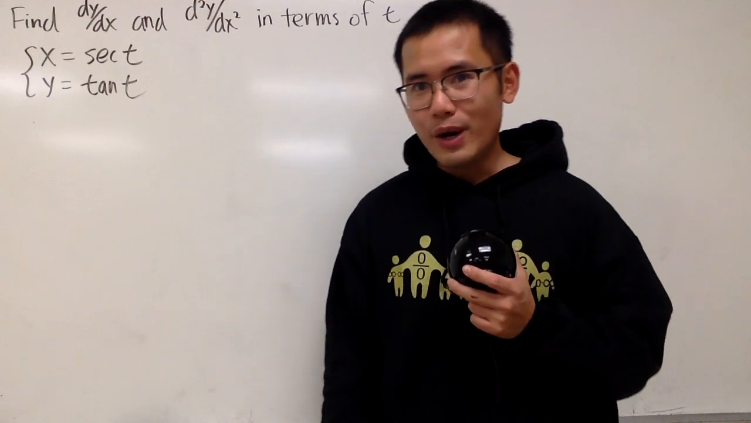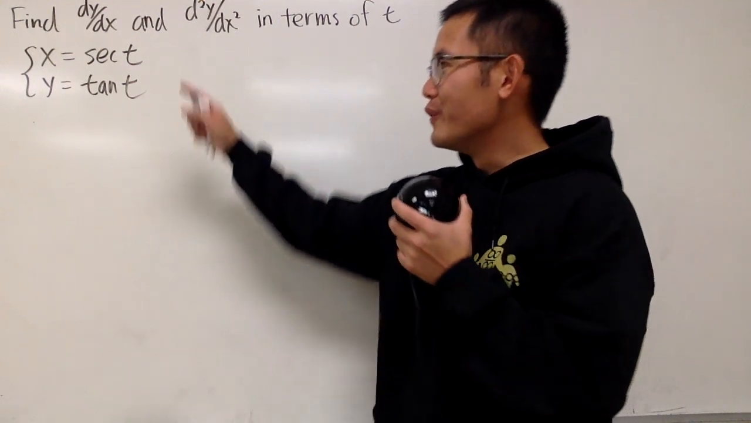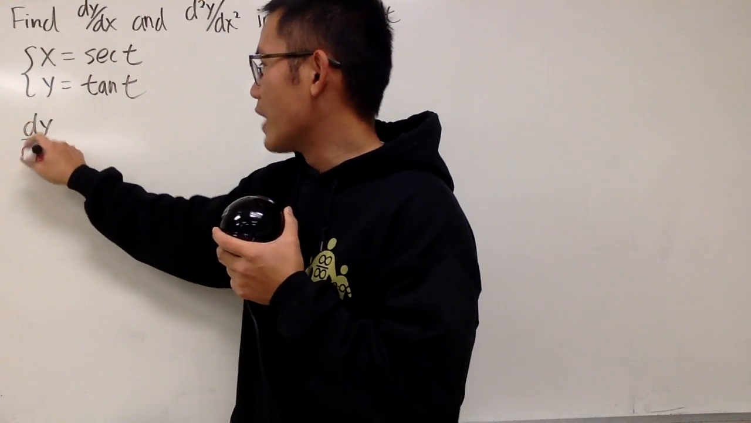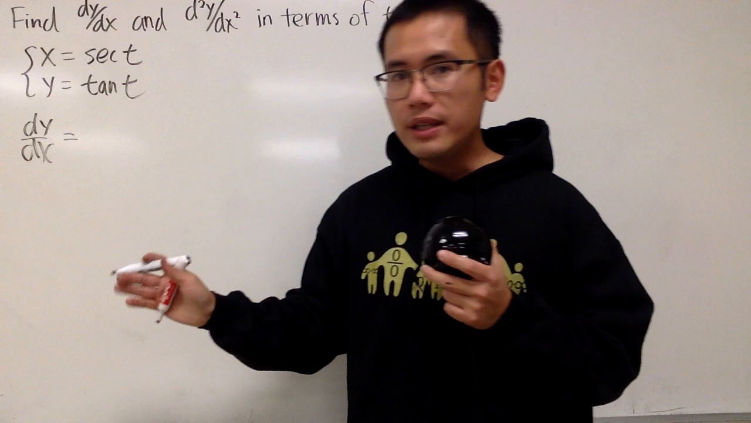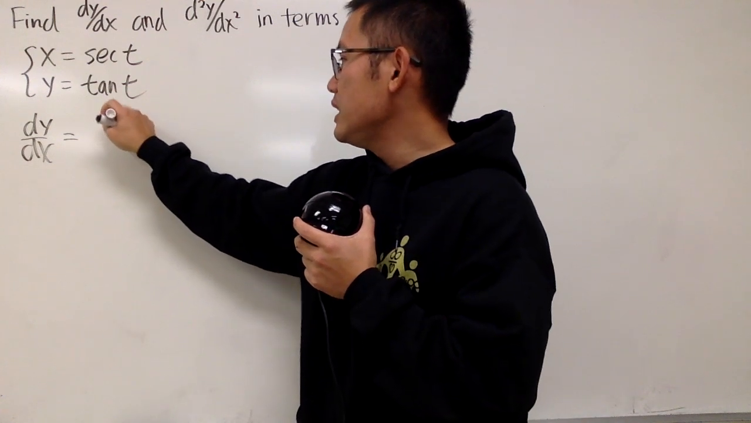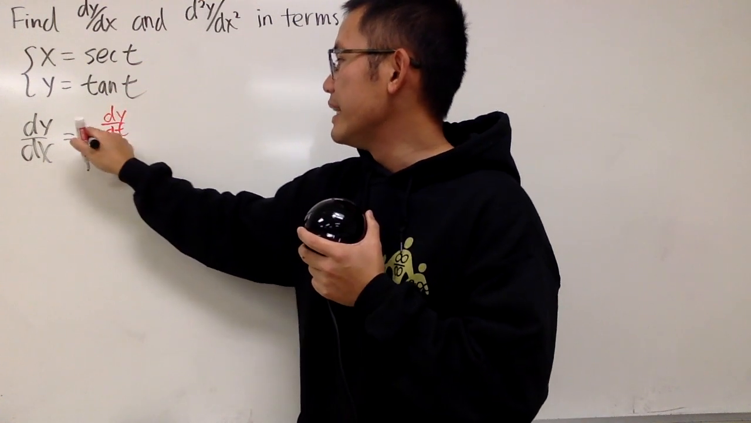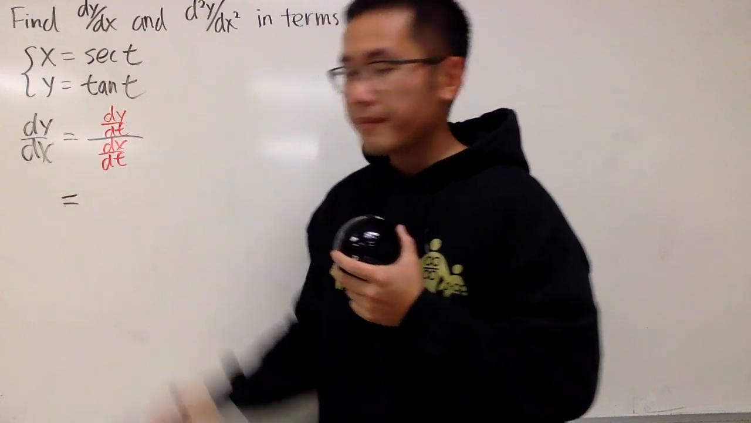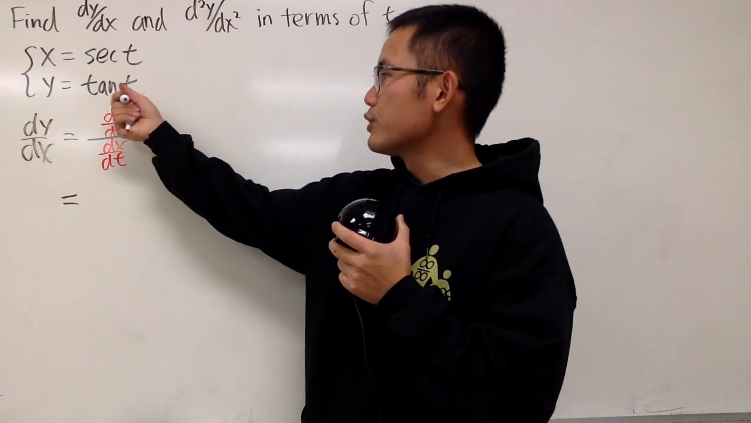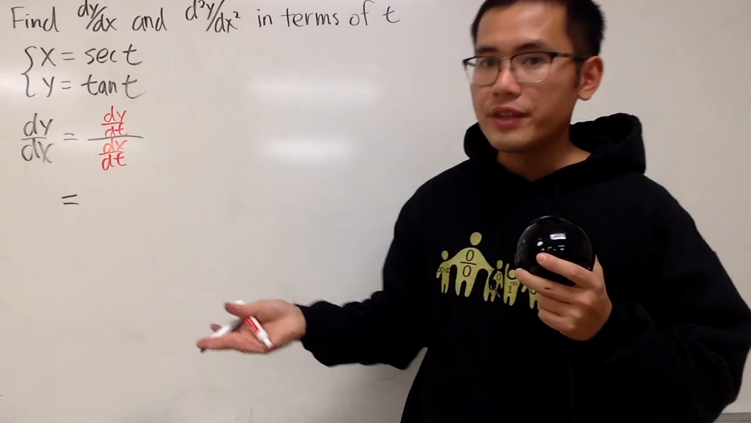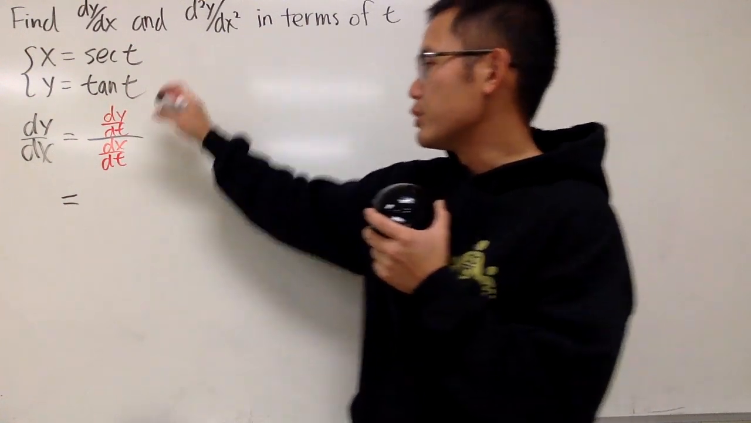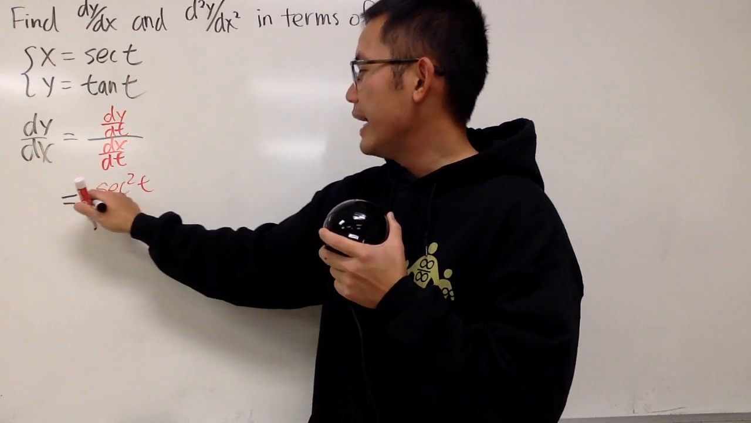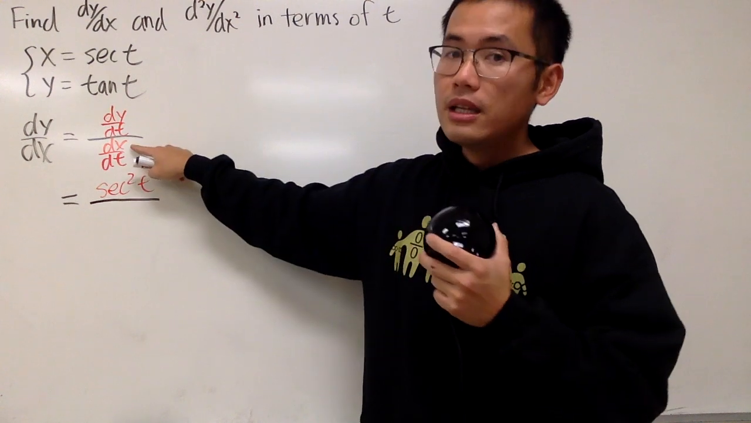Okay, we are going to find dy/dx and also d²y/dx² for these parametric equations right here. Let me write this down for you guys. Here we go. For dy/dx, what we need is dy/dt divided by dx/dt. For dy/dt, just look at this and ask yourself, what's the derivative of tangent t? The answer to that is secant squared t. And then we are going to divide this by dx/dt.